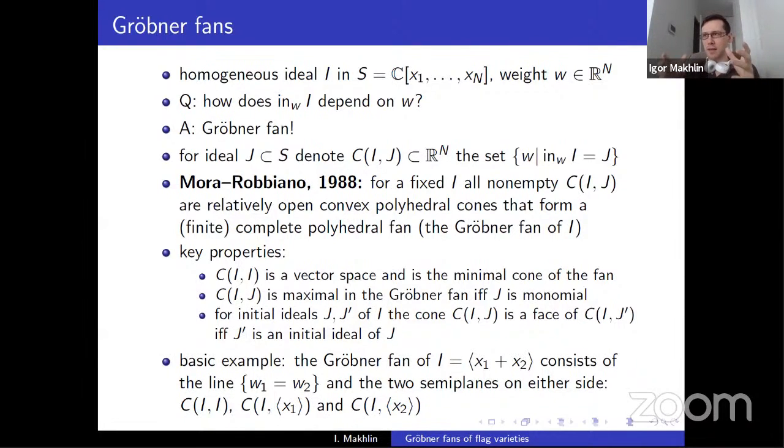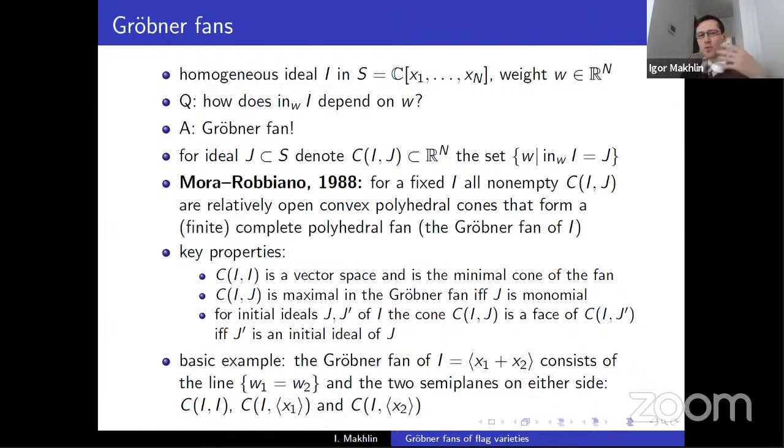It means that the union of these cones is disjoint, and if we take any cone in our set and we take any of its faces, that face also has to be in the fan. So it's a polyhedral complex consisting of cones.